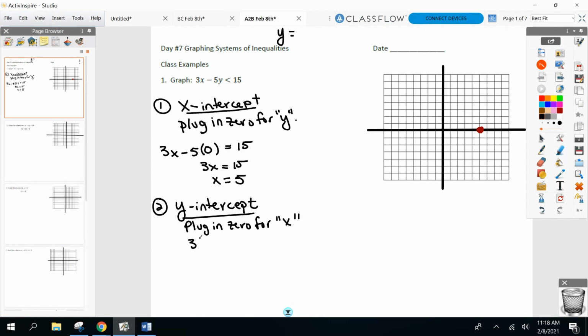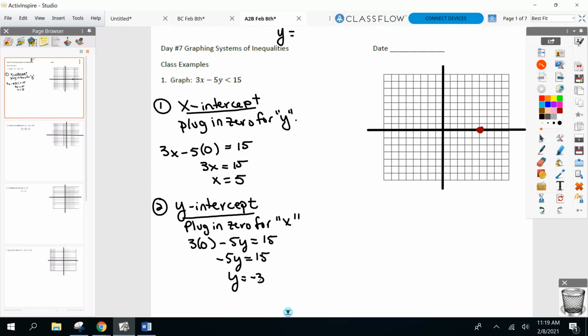So 3, and I'm showing plugging in 0. I know most of you guys could probably do it in your head, which is fine. Go ahead and do so. So that's 0. Negative 5y equals 15. And are you getting your y-intercept to be negative 3 now? Y-intercept at negative 3. Graph it on the y-axis now.